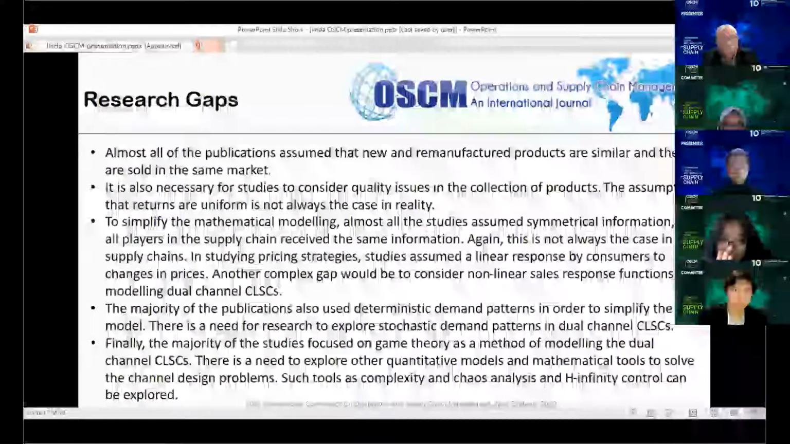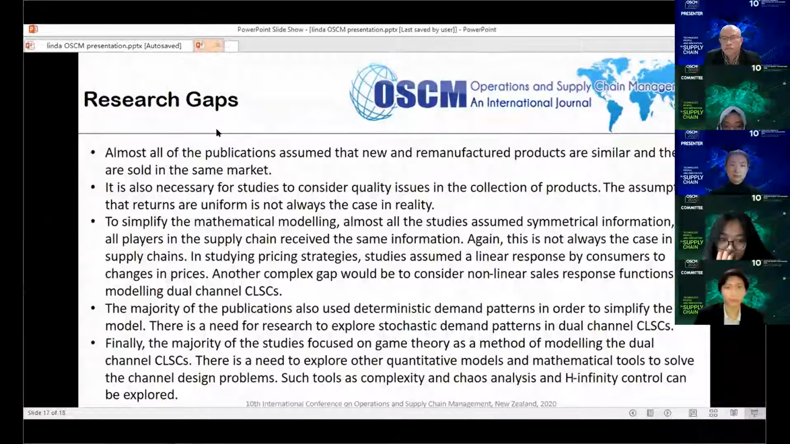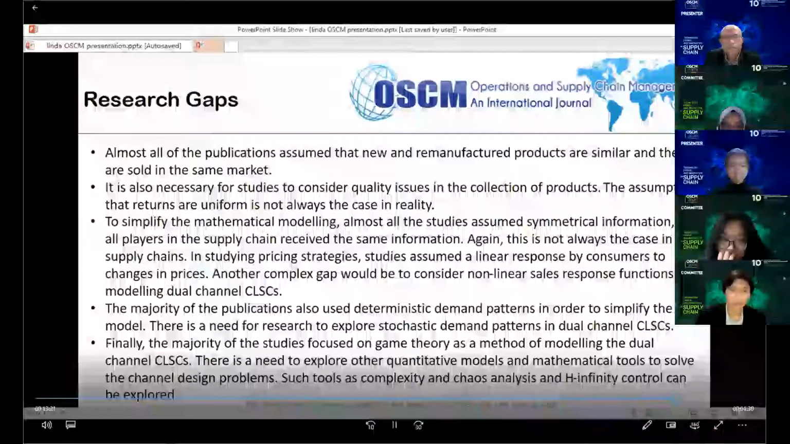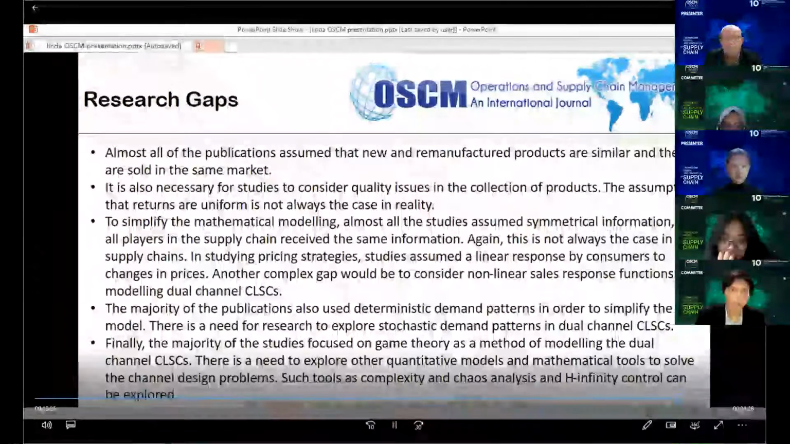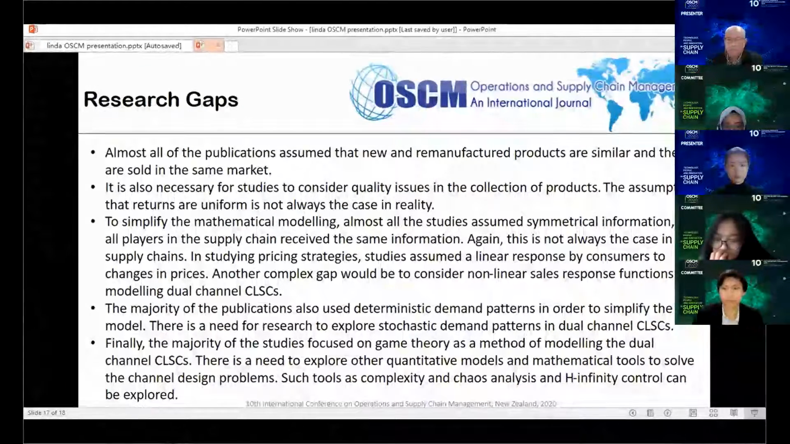And as you can see, almost all the publications assumed that new and remanufactured products are similar, and they need to relax this assumption because in reality, new and remanufactured products are not similar, and mostly they are sold in different markets. And it is also necessary for studies to consider quality issues in the collection of products. Most studies have the assumption that returns have uniform quality, and this is not always the case.